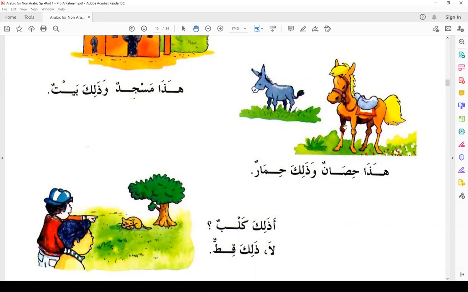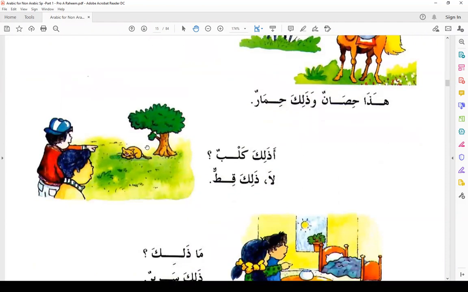So if we have to ask this question to someone, we can convert the same thing into a question by asking, Ma hadha wa ma dhalika? Understand that? Ma hadha wa ma dhalika? What is this and what is that? And the answer will be hadha hisonun wa dhalika himar.